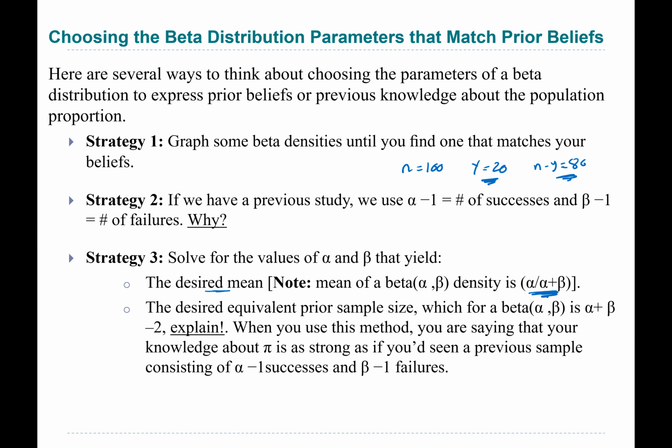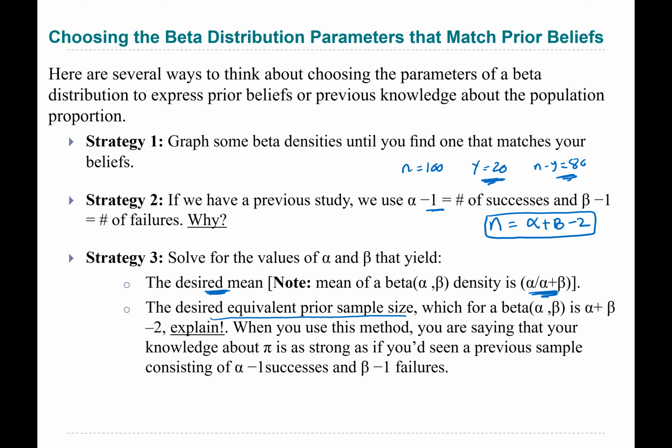So you need to assign some desired mean and some equivalent sample size, because from this formula we can see that the sample size equals alpha plus beta minus 2. When you add the number of successes plus the number of failures, it gives you the sample size. This is another equation that can be solved with the mean equal to some desired value, and you find alpha and beta.